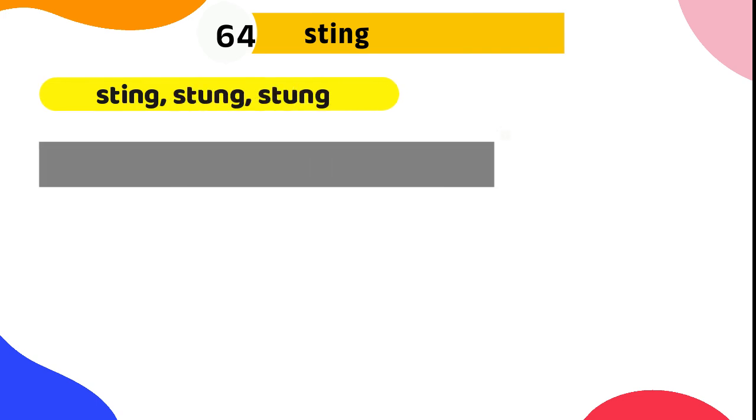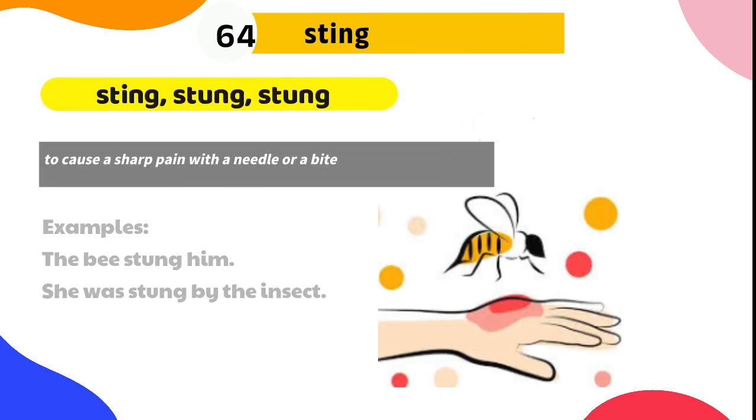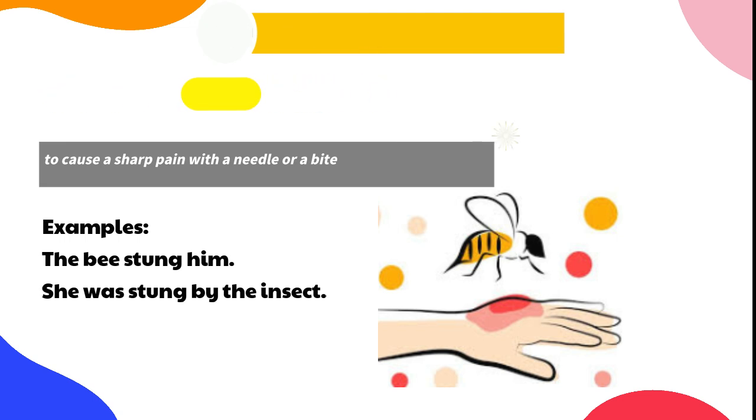Sting, stung, stung. Meanings: to cause a sharp pain with a needle or a bite. Examples: the bee stung him. She was stung by the insect.